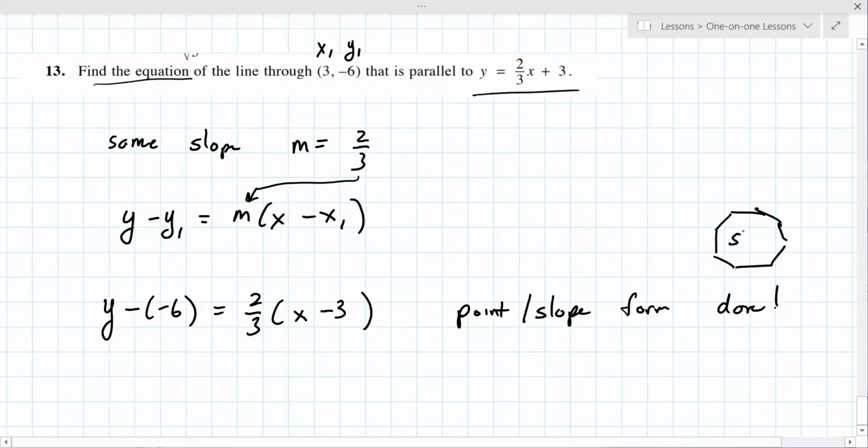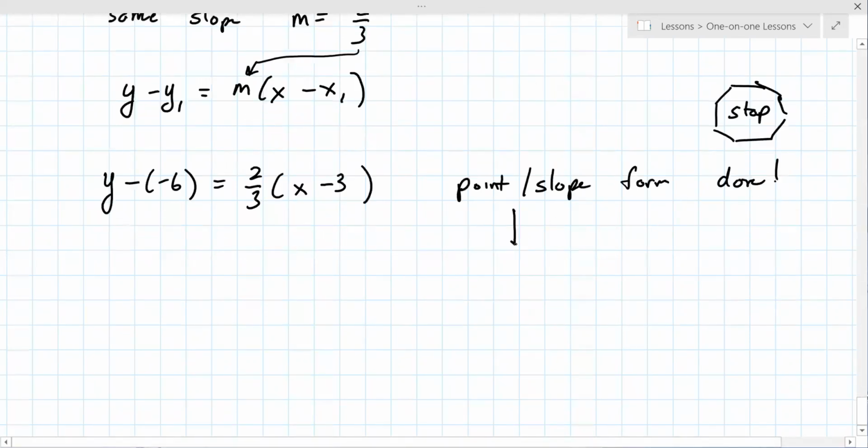Okay, so this is your stop sign. Like you're done. Now you can very easily move from point-slope to slope-intercept, which it could reasonably ask you to do, and you do this by solving for y.